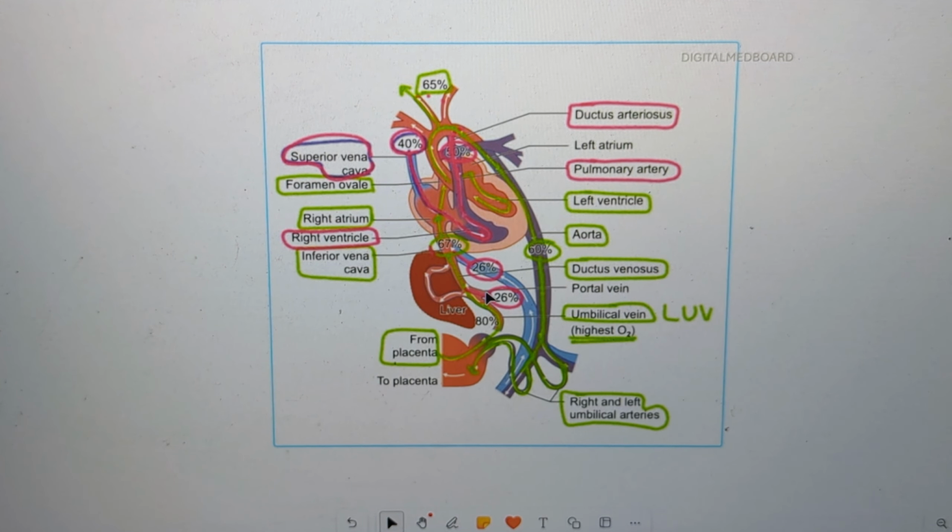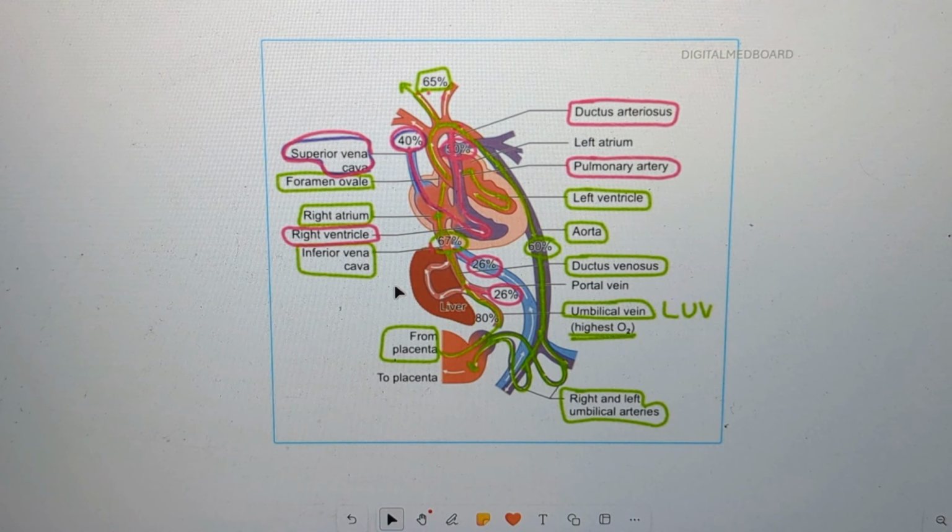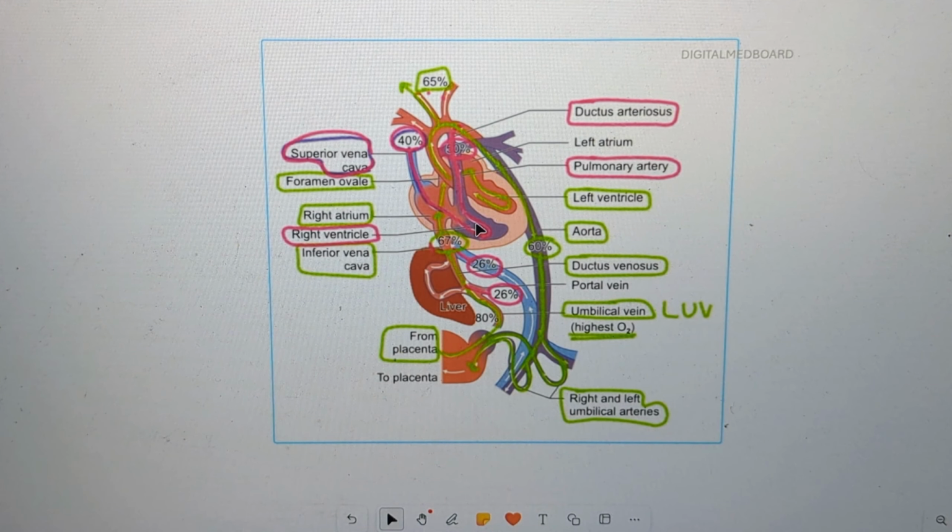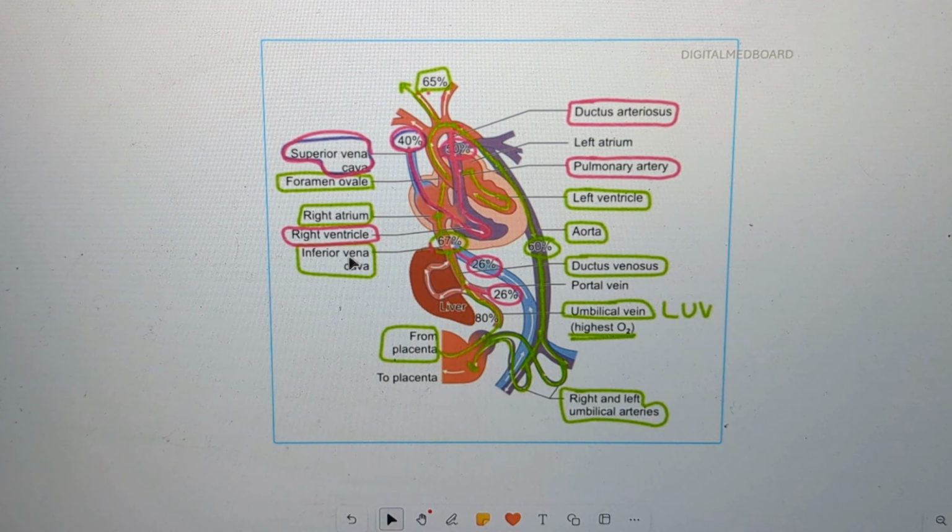The gastrointestinal tract sends some venous blood via the portal vein, which contains only 26% oxygen because it has already undergone deoxygenation in GIT. In general, the blood from the body below the diaphragm, including the liver, drains into the inferior vena cava, which also carries deoxygenated blood with 26% oxygen saturation. These sources combine in the inferior vena cava.